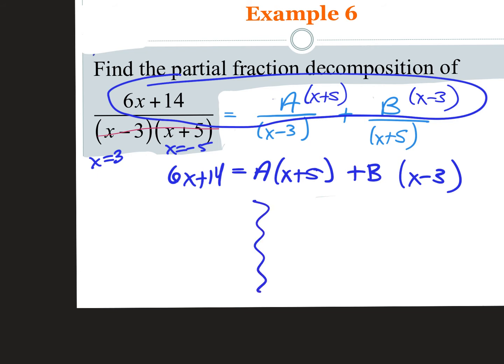So we're going to solve this twice. First, I'm going to use x equals 3, and here I'm going to use x equals negative 5. This is the same process you would use every single time, and the same thing will happen every single time. So watch, on the left-hand side, we're going to solve using x equals 3. Instead of x, I'm going to put 3: 6 times 3 plus 14 equals A times (3 plus 5) plus B times (3 minus 3).